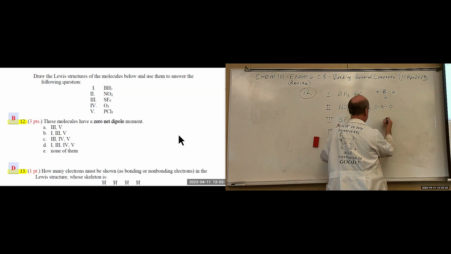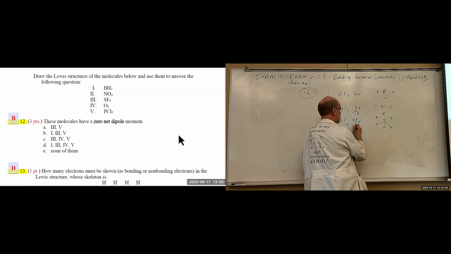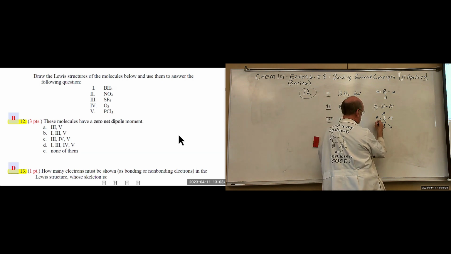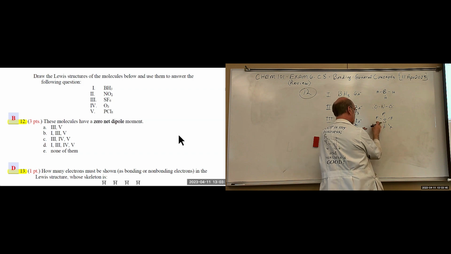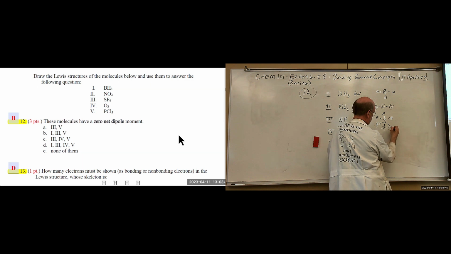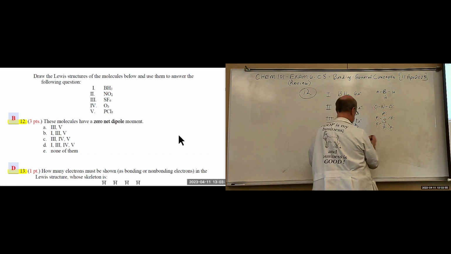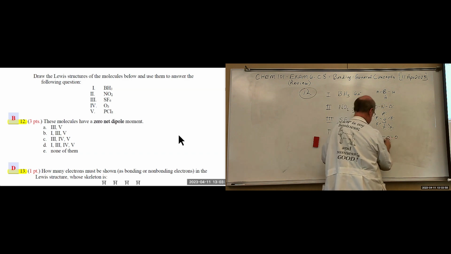SF6. So we have 1, 2, 3, 4, 5, 6 fluorines. Okay. All right, 2, 4, 6, 8, 10, 12. We have 6 times 6 is 36. So that takes care of it. Put 6 around each one. There we go.